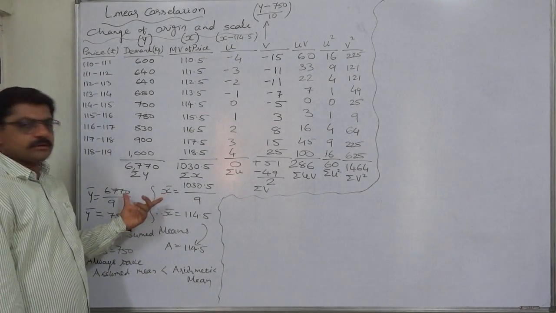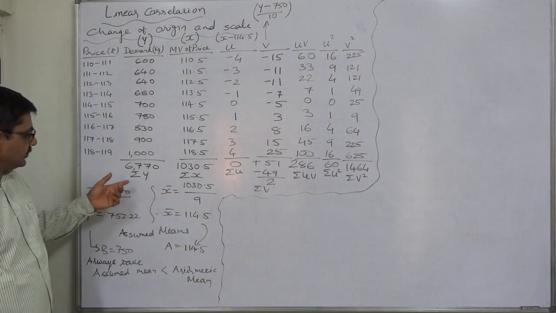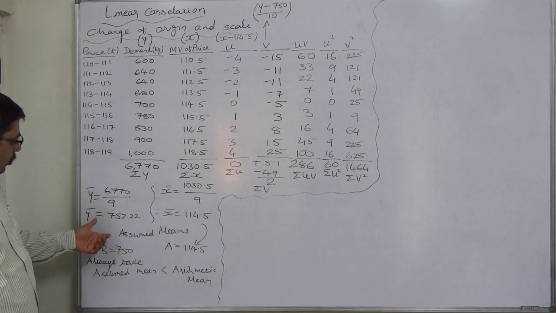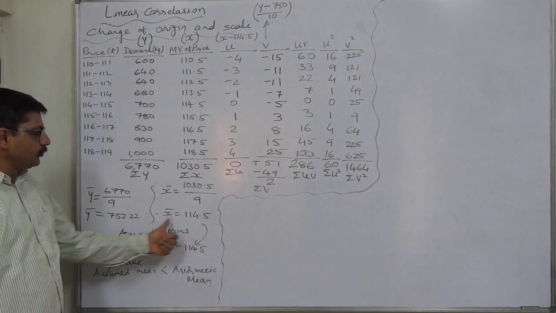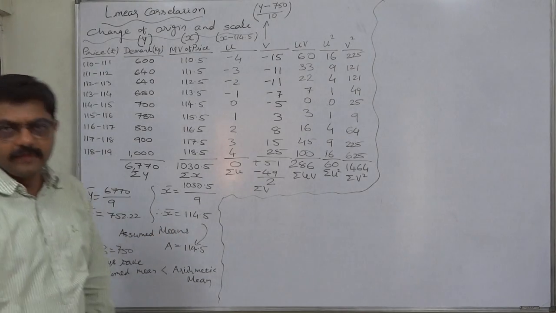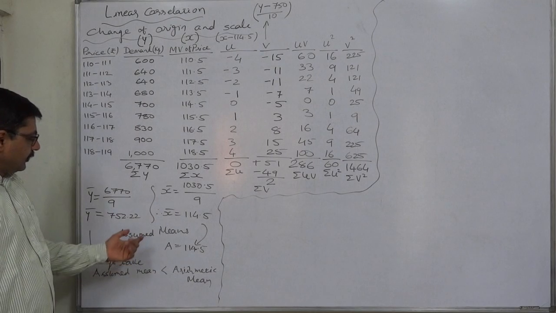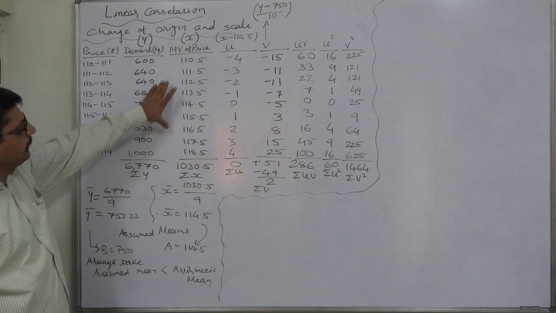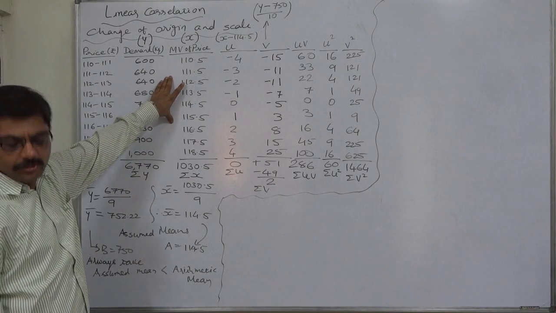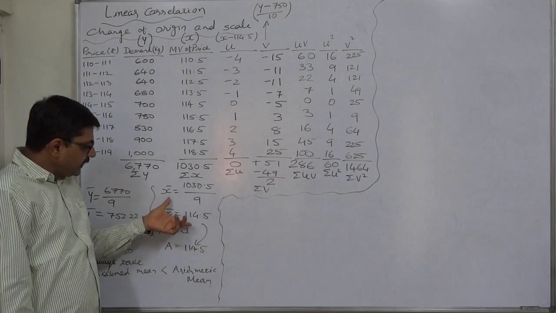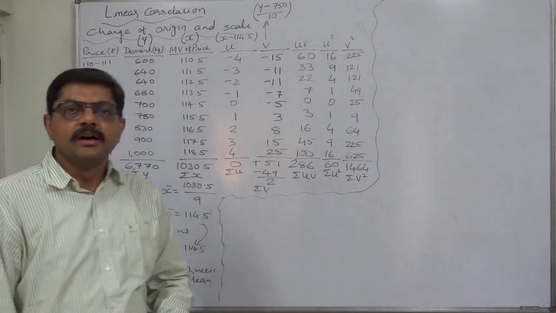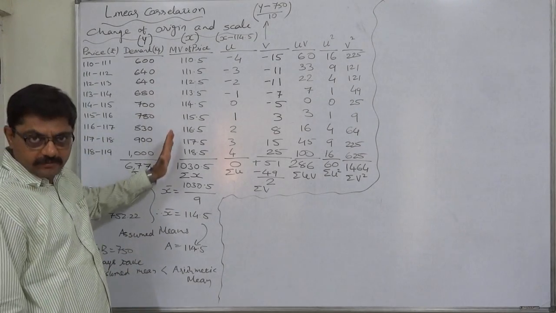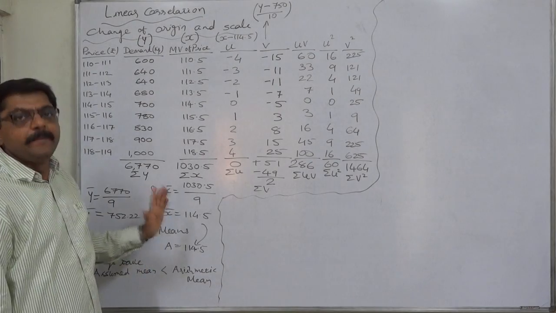Let us calculate first the arithmetic means of the two variables. Sigma y is 6770 and sigma x comes to 1030.5. So y bar is 752.22 and x bar is 114.5, we can calculate. Now x bar, 114.5, directly matches with the data of price, or mid value of price. So this arithmetic mean itself can be used as the assumed mean, or the constant value which we are going to subtract from the original values of this data, or say mid values.